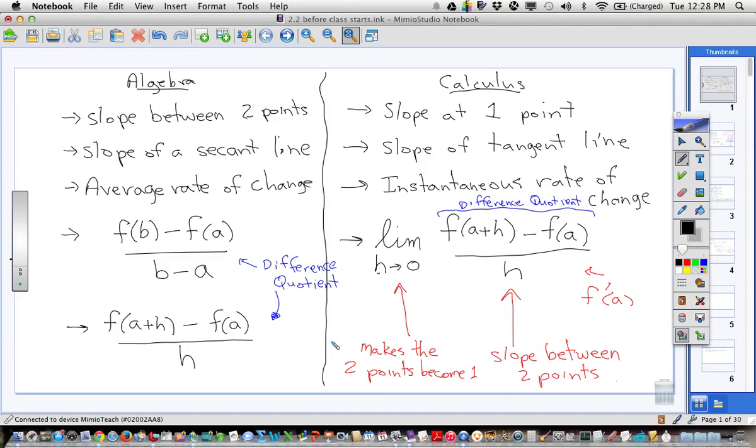This piece of it is the difference quotient, the slope between 2 points. But then we add in the limit as h goes to 0, which is the thing that makes the 2 points become 1.